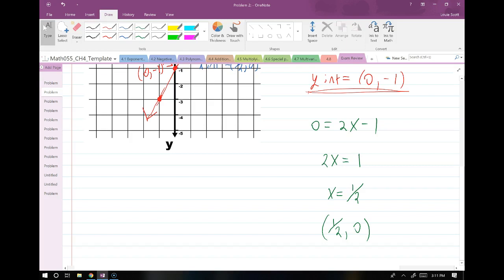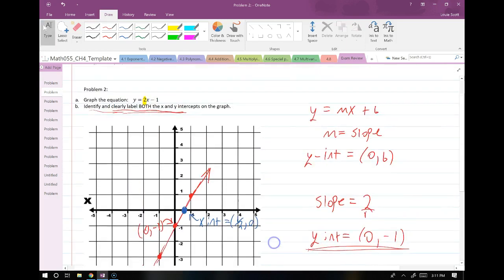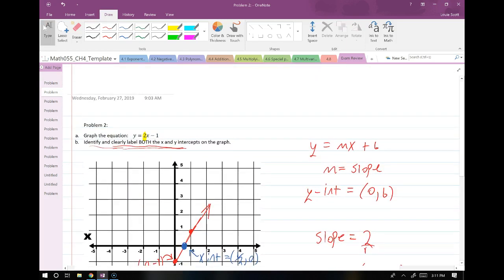Other methods you could have used to graph this, I mean, if you just find the x and y intercept and plot those two points and connect them, that's also equivalent to graphing. I didn't say that you had to graph it in a specific way. Also, if you like the brute force method, you could have graphed it using that as well, and you would have gotten full points as long as you still identified both the x and y intercepts.